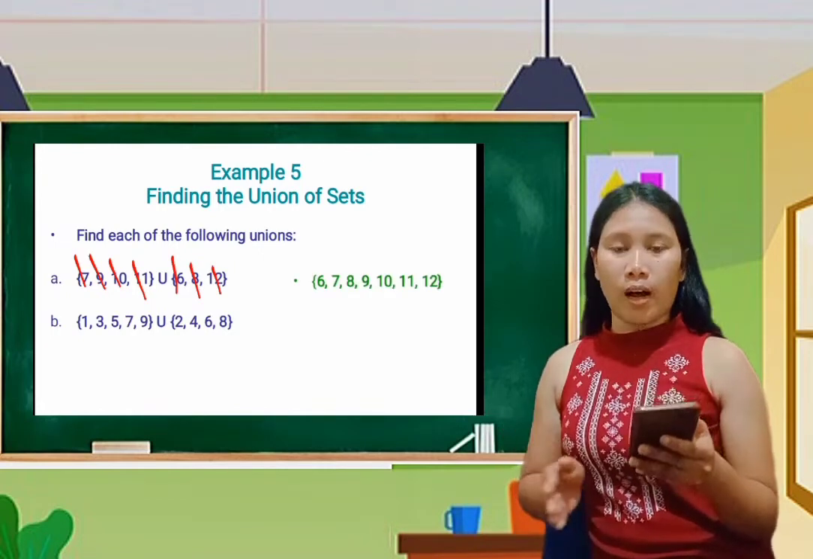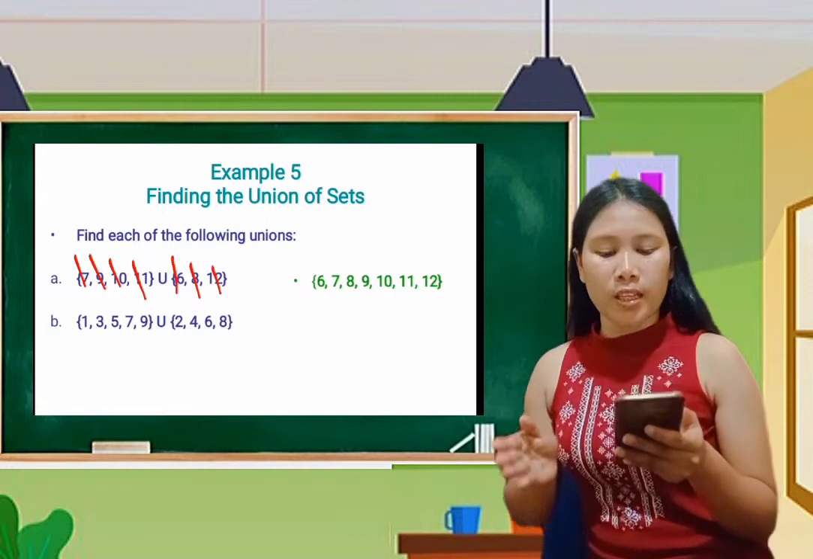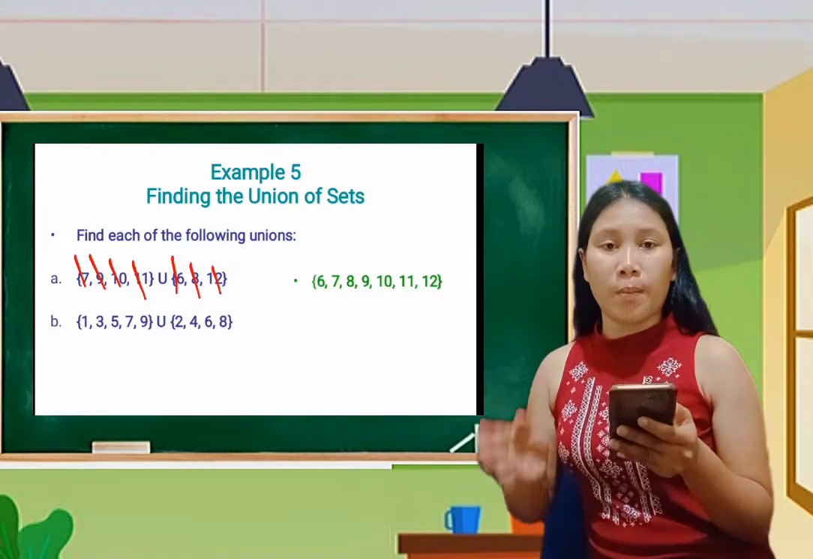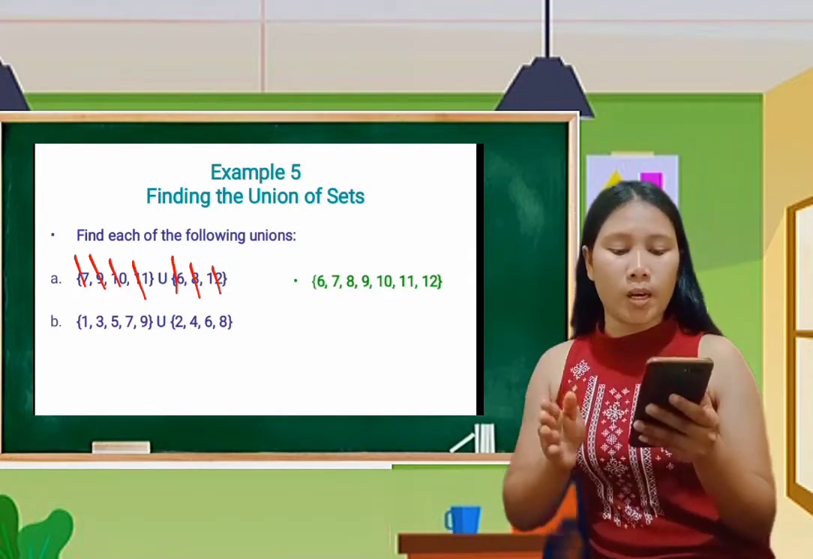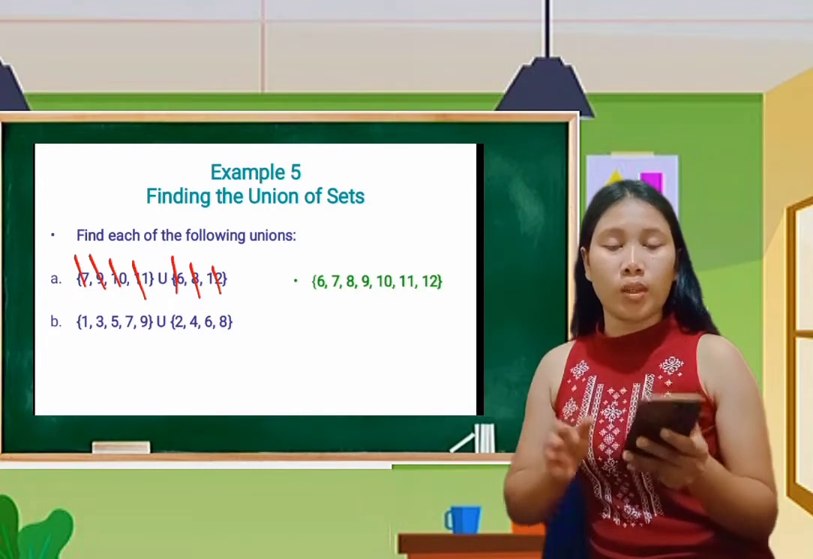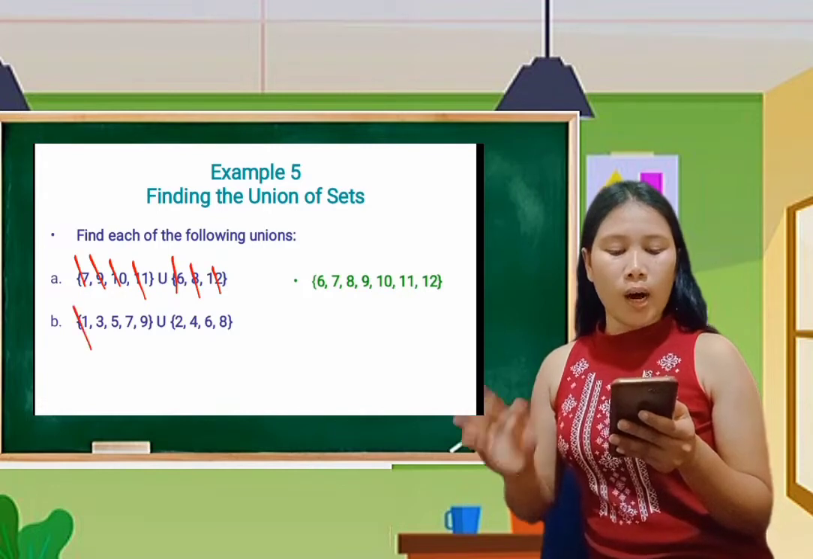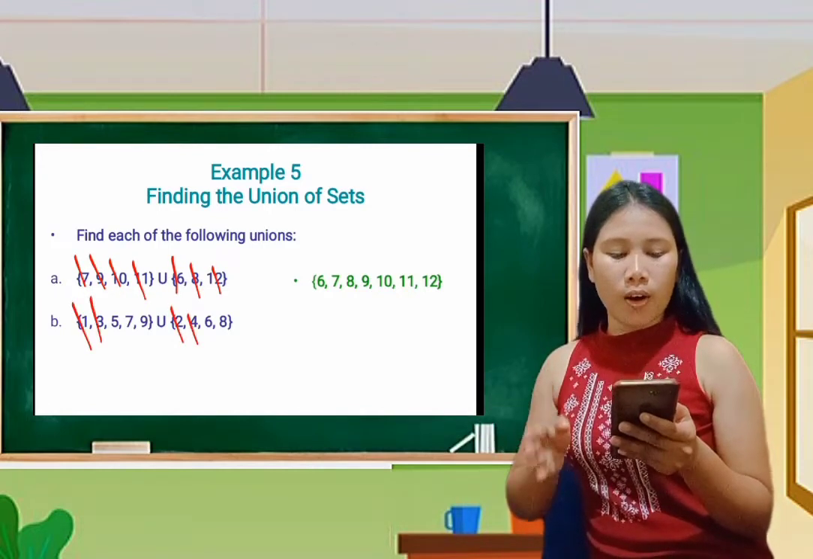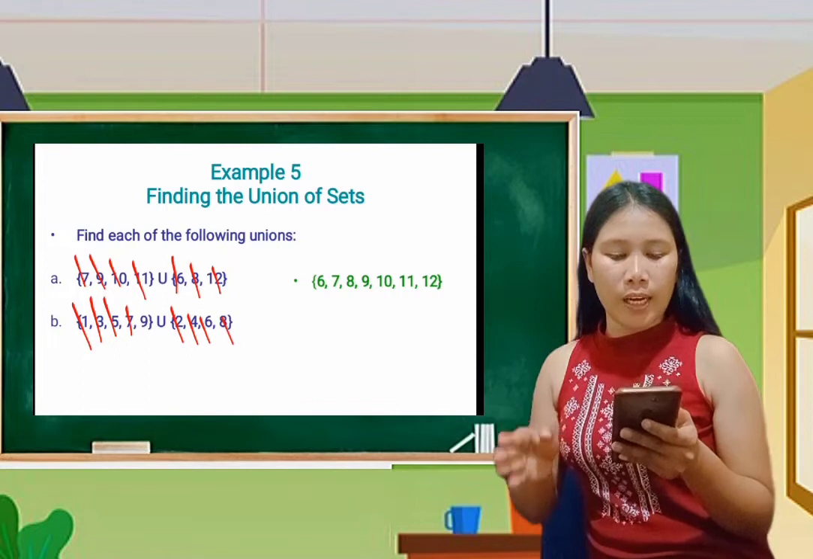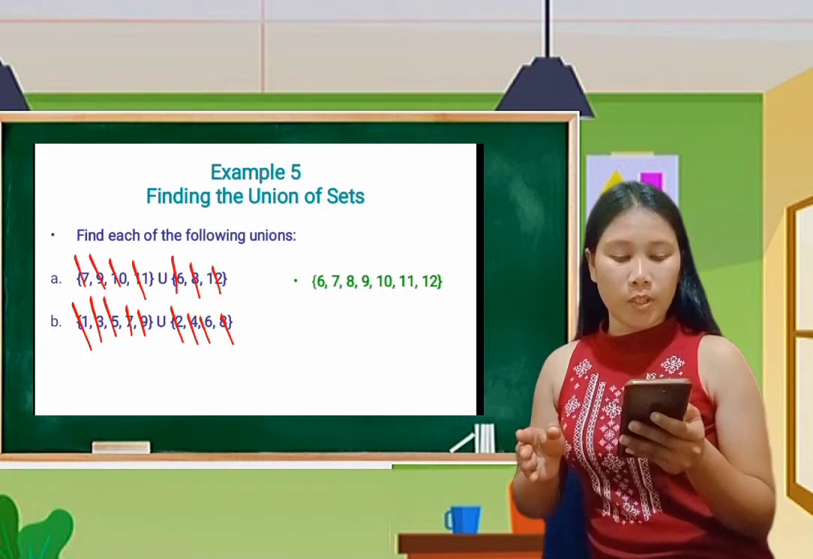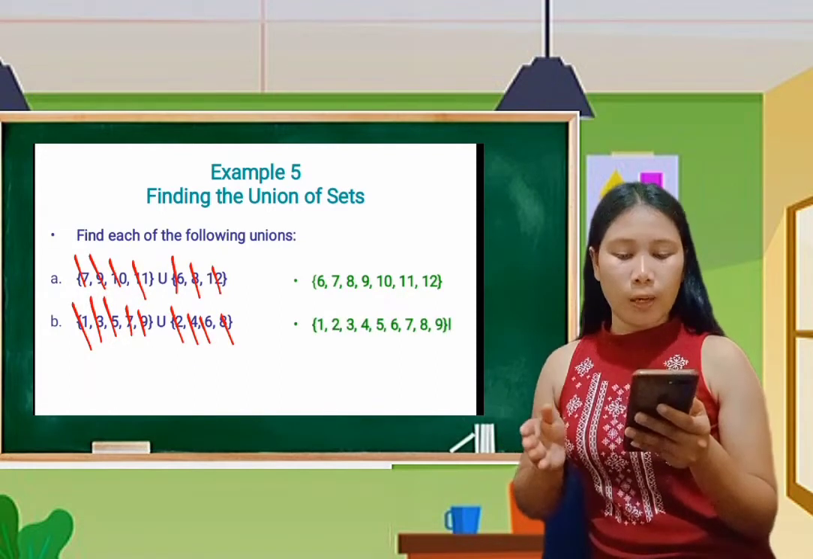What if the elements of set A are 1, 3, 5, 7, 9, and the elements of set B are 2, 4, 6, 8? What is the union of these two sets? The union is 1, 2, 3, 4, 5, 6, 7, 8, 9. Okay, let me check. Very good.